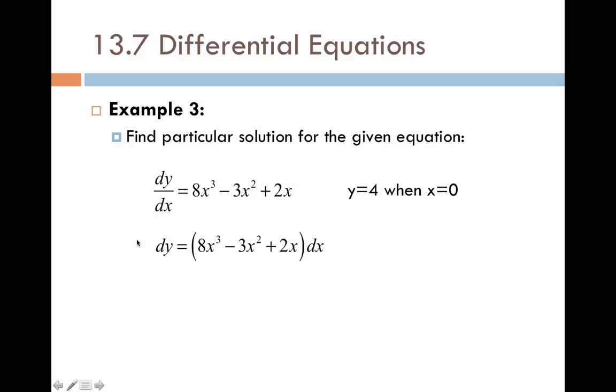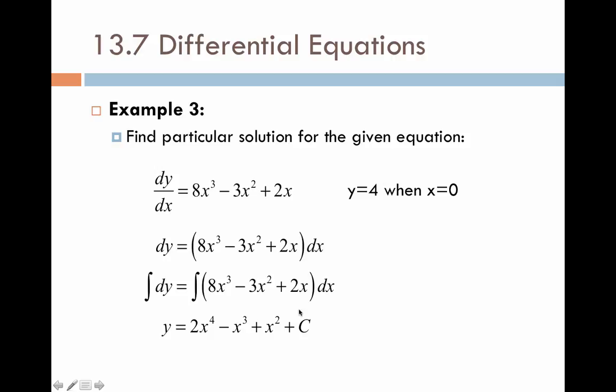Okay, so I multiply both sides of this equation by dx. So I've got all my x terms on one side and the dx there, and then my dy by itself on the other side. So I can integrate both sides, so I write the integral sign in front of both sides, and then I just integrate. So the integral of dy becomes y, and over here I use the power rule on each of these terms. So I get 2x to the fourth minus x cubed plus x squared plus c, my constant. And then this information, I'm going to use this to determine what c should be. So I'm going to plug 4 in for y and 0 in for x. So when I do that, I can solve for c. I get that c equals 4.